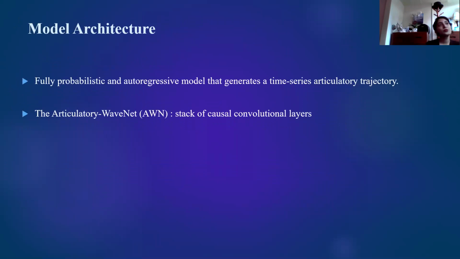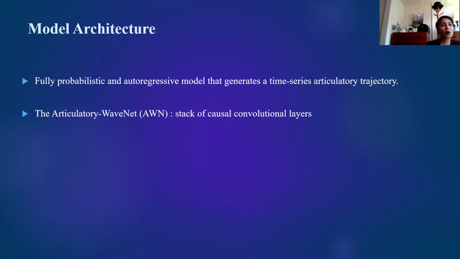In this paper, we introduced the Articulatory WaveNet, or AWN, which consists of stacked dilated convolutional layers to model the conditional probability distribution and provides an accurate estimation of articulatory trajectories from the acoustic signals. This fully probabilistic autoregressive architecture predicts the articulatory trajectories from given acoustic signals by utilizing the causal conditional predictive distribution of the samples. The core of this specific deep autoregressive architecture is the causal, or masked, convolutional layers.